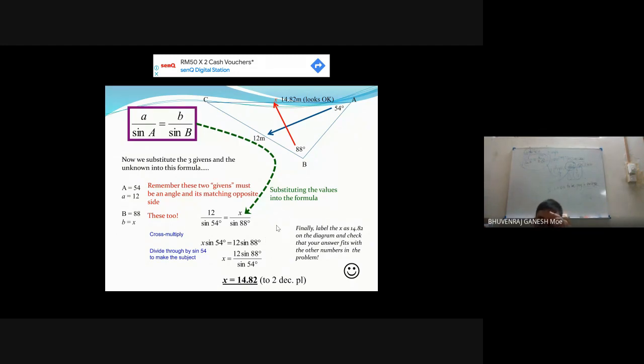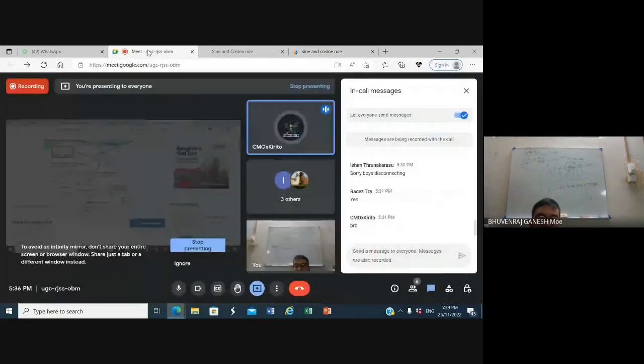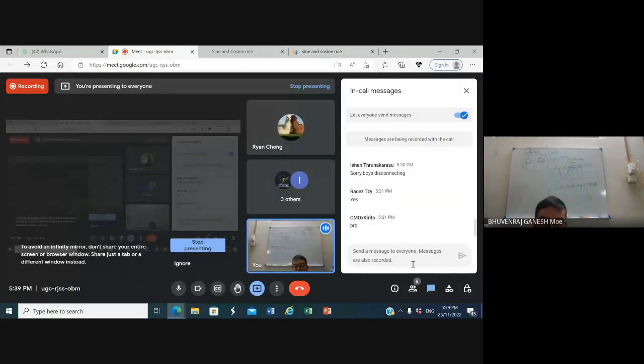So make sure you also know how to press it in your calculator. Wait, let me try to show. Because your calculator is your lifeline. If you don't bring a calculator to the exam, you are not going to solve this question. There's no way. Okay, so wait, stop presenting first.